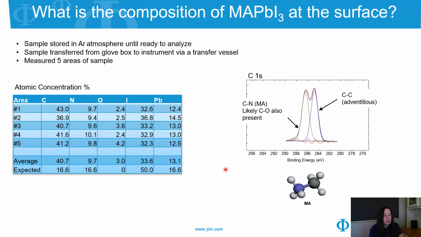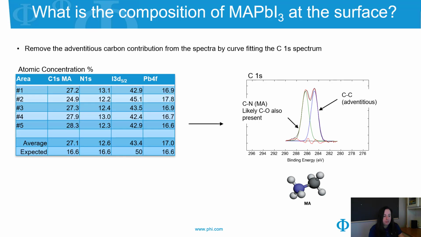So in order to try to get a little closer to what the expected composition is, we can curve fit this spectra, and I just did a very simple two curves, and then get the atomic concentration once we remove essentially the contribution from the adventitious carbon. So we do get closer to the expected value with about 28% compared to the 40%. And then the other elements end up closer to the expected value.